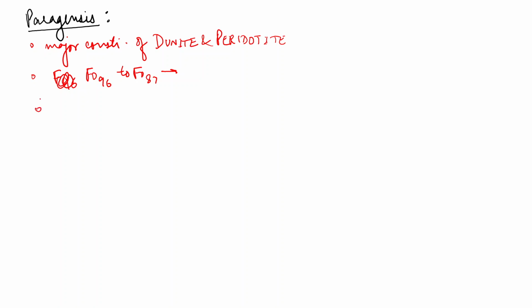Which rocks? Lherzolite. I'll show you a diagram of the paragenesis also. Lherzolite. So what happens here? The composition gets progressively richer in iron, that is Fe, and the composition now changes from FO87 to forsterite 82.